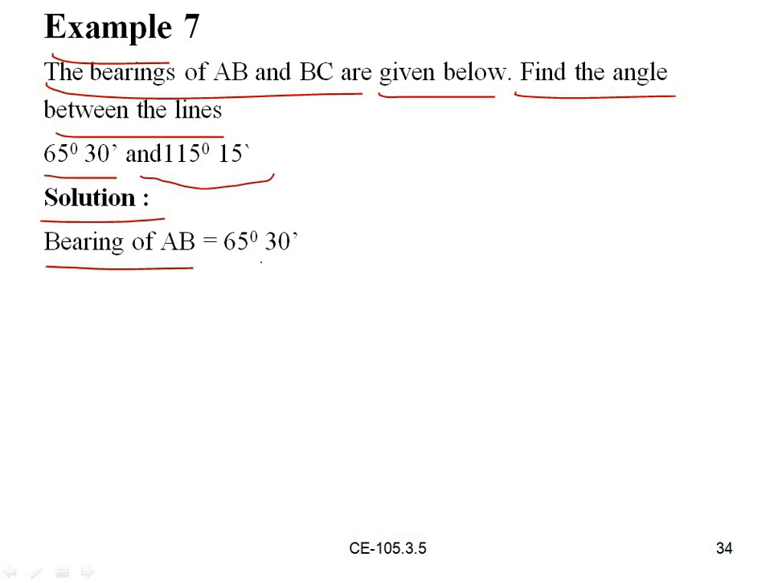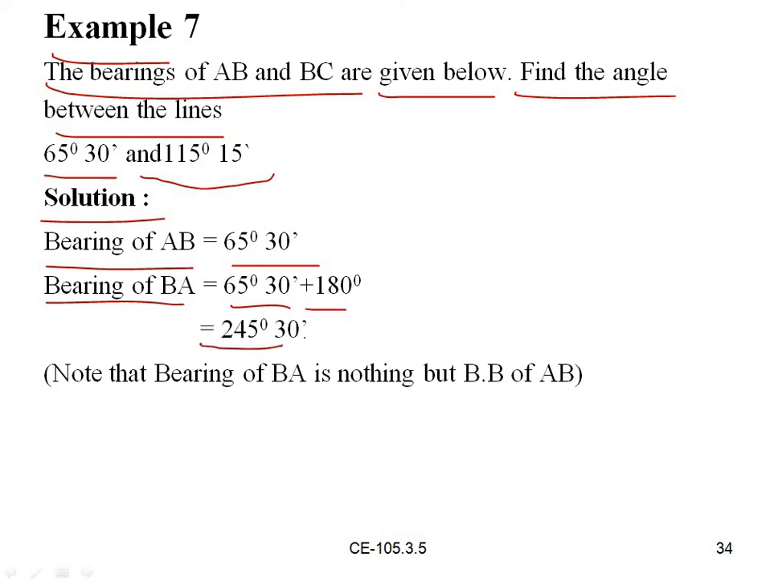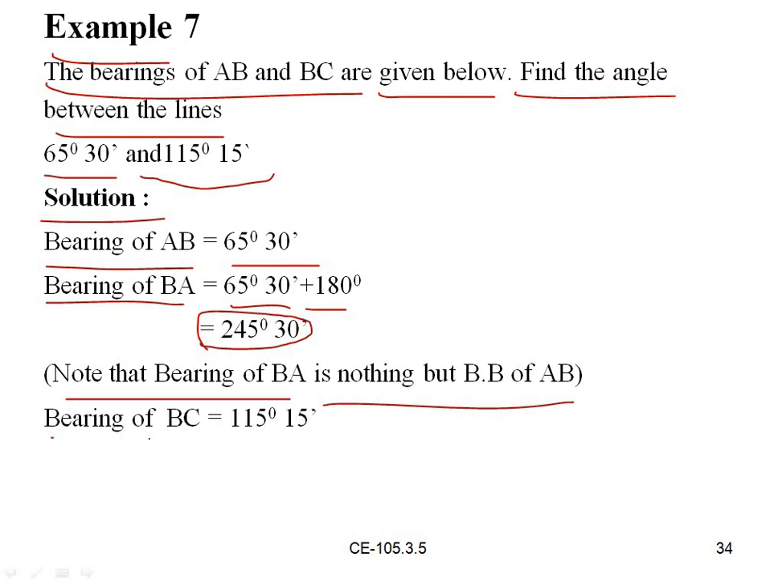Bearing of AB is equal to 65 degrees 30 minutes, whereas bearing of BA is equal to 65 degrees 30 minutes plus 180 degrees. This is equal to 245 degrees 30 minutes. Note that bearing of BA is nothing but the back bearing of AB, and bearing of BC is equal to 115 degrees 15 minutes.